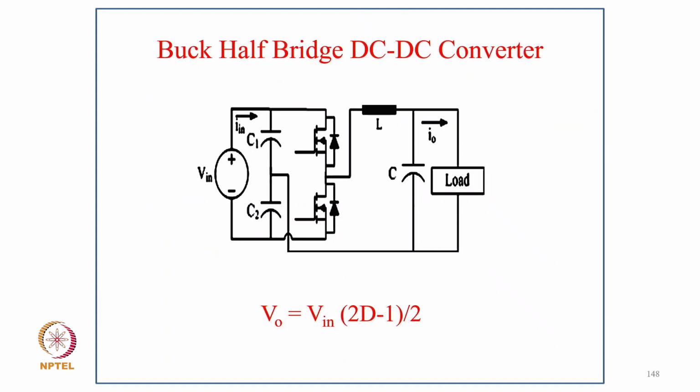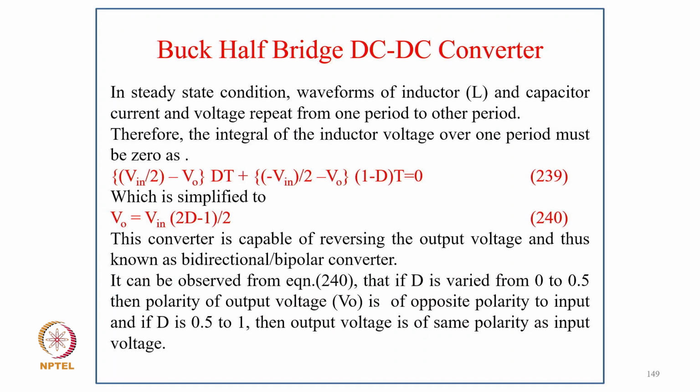Now coming to the buck half bridge DC-DC converter, here you can see the relation comes from the circuit: V equal to V in bracket 2D minus 1 divided by 2. In steady state condition, the waveforms of the inductor and the capacitor current and voltage repeat from one period to other. Therefore the integral of the inductor voltage for one period must be V in by 2 minus VO into dT, and in bracket 1 minus V in by 2 minus VO in bracket 1 minus d into T equal to 0, from which we get the relation VO equal to V in (2d minus 1) divided by 2. So this converter is capable of reversing the output voltage and thus is known as a bidirectional bipolar converter.